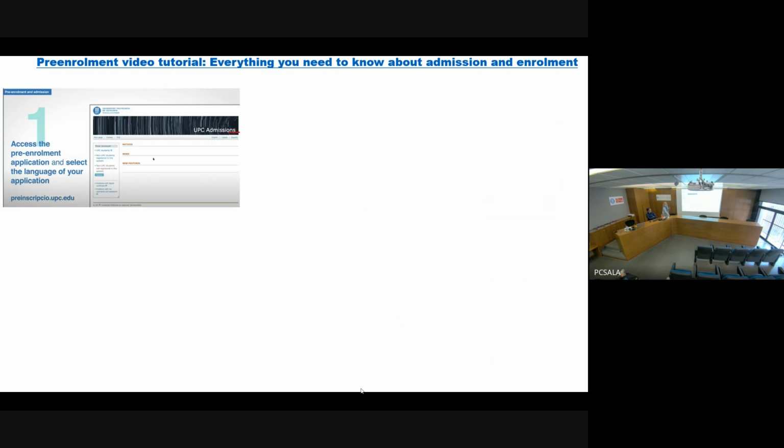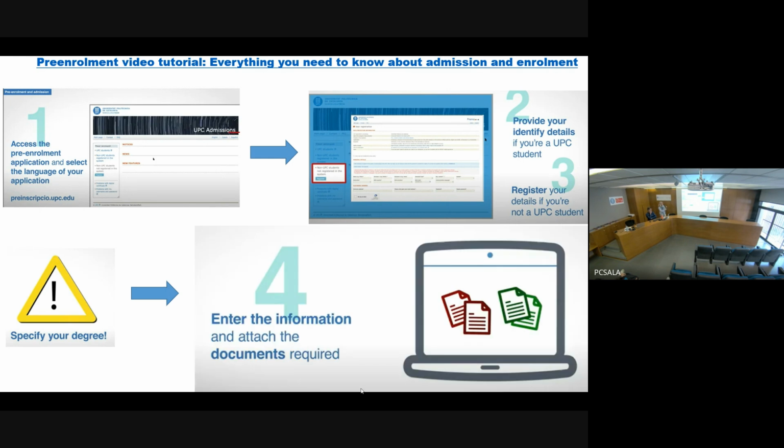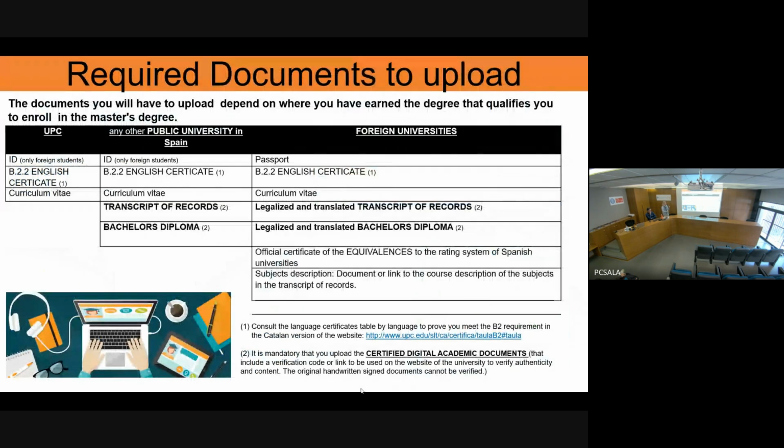So the steps in order to pre-enroll, as I told you, you need to go through this pre-enrollment site. It is very logical and easy. Of course, you need to provide your ID and your information. And the most important thing is that you correctly specify your bachelor degree, the one that gives you access to the master degree. If this information is not all correct and all set, you cannot continue with the procedure.